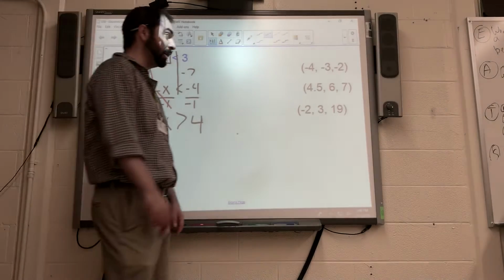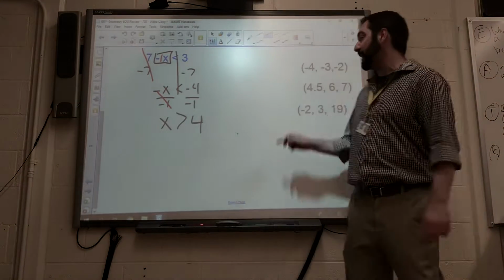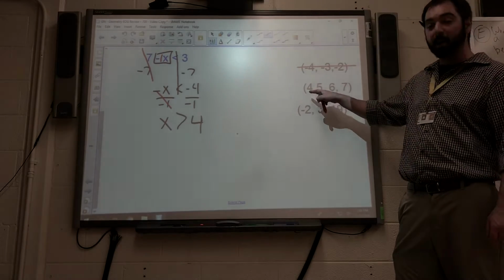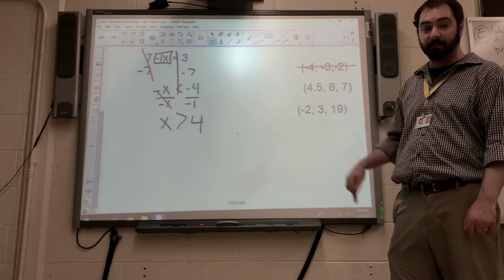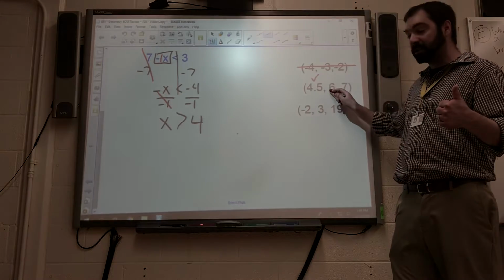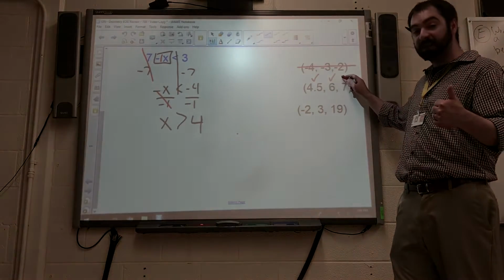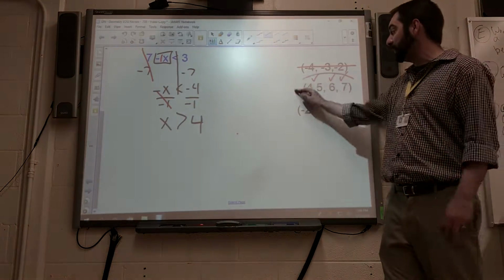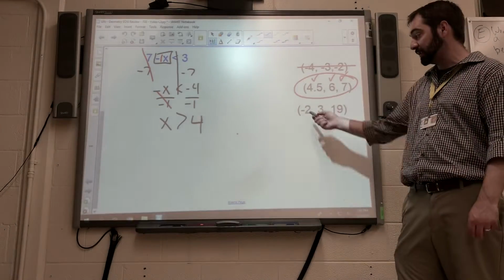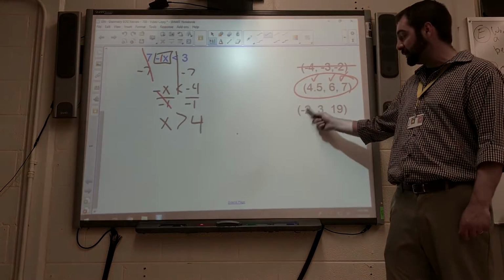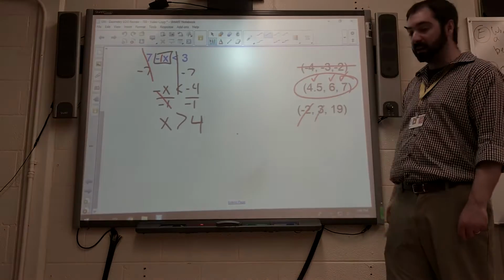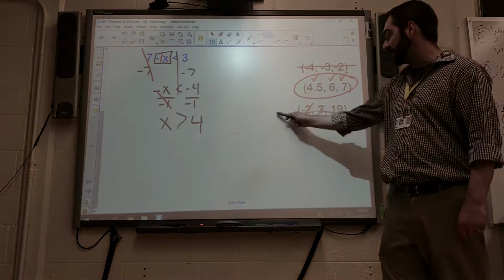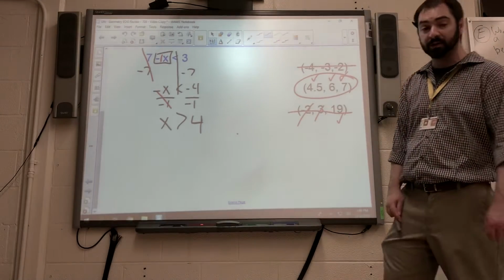Well, let's take a look. Is -4 greater than +4? No. Is +4.5 greater than 4? Yes. Is 6 greater than 4? Yes. Is 7 greater than 4? Yes. We have 3 good answers. Yes, they're true. Just to check the bottom one, is -2 less than 4? No. Is 3 less than? No. 19, yes. But again, as soon as you get one no, we can just throw out the entire solution set.